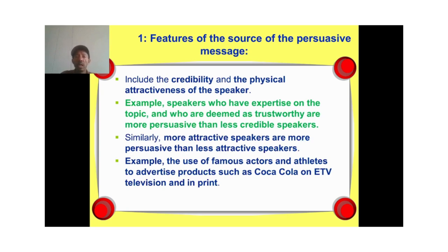So the first feature affecting persuasiveness of the message is features of the source of the persuasive message. This includes, for instance, credibility or the physical attractiveness of the speaker. For instance, speakers who have expertise on the topic and who are deemed as trustworthy are more persuasive than less credible sources.